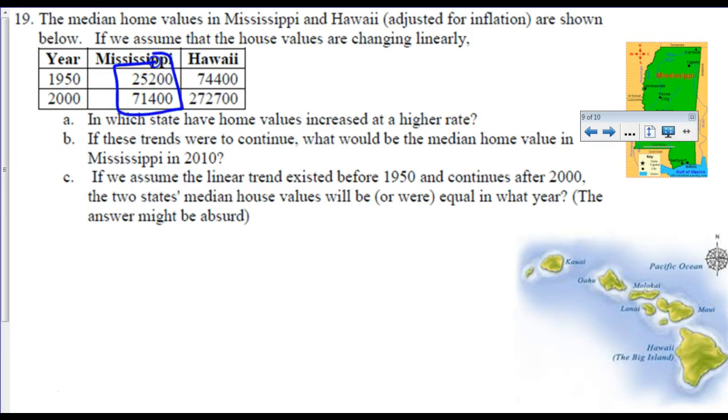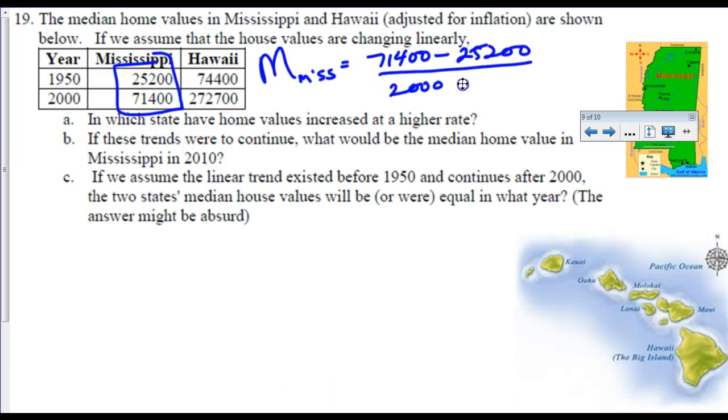So first, let's calculate the rate of change for Mississippi. So the slope for Mississippi is, let's see, 71400 minus 25200, and then 2000 minus 1950. So 50 years. I could have just written down 50. Oh well. When I calculate that, what did I get? Oh, Mississippi is 924. So as far as labeling goes, that's dollars per year.